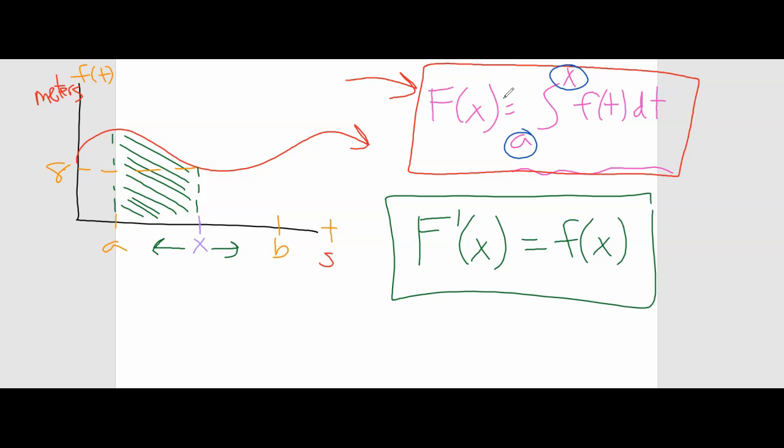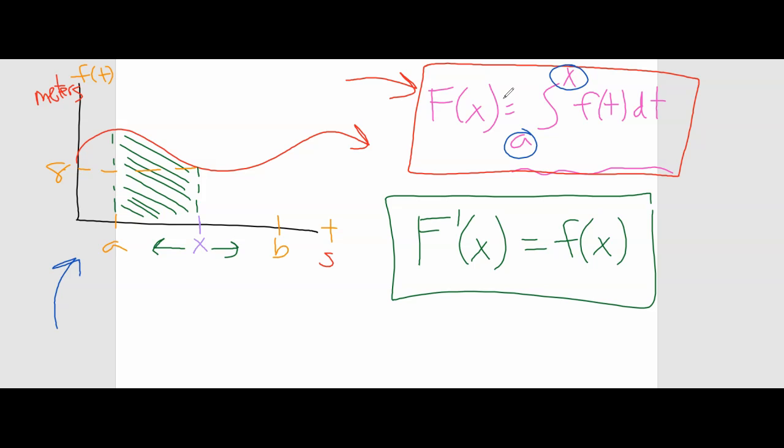Another question that you may have is, well, why am I allowed to use this graph here for both f of x and f of t? Well, this graph is really just the graph of f. It's not just f of t, not just f of x. It just represents the graph of f.